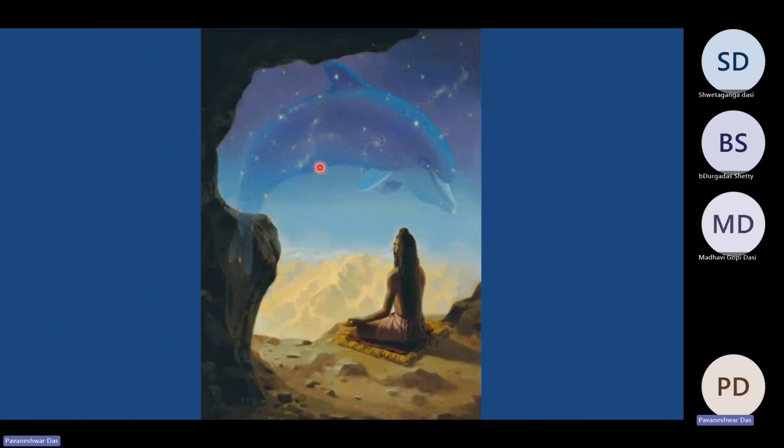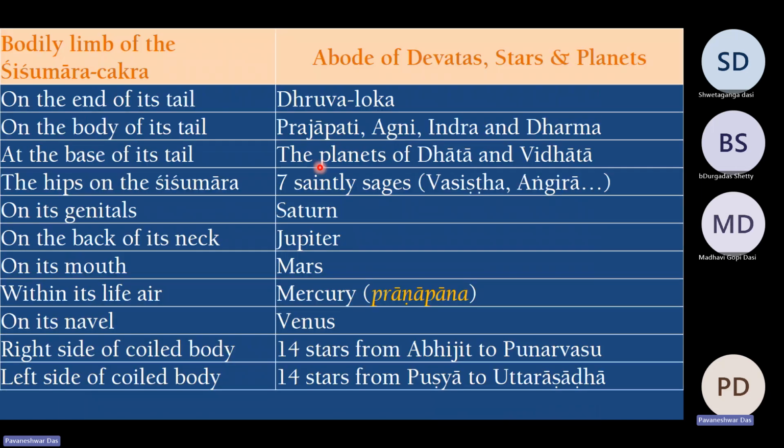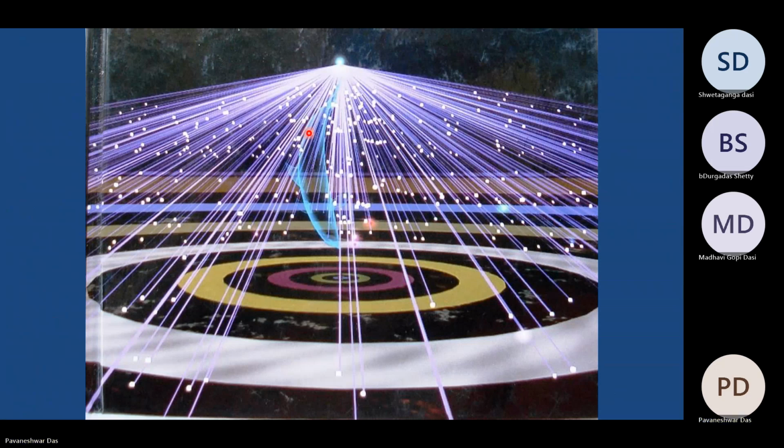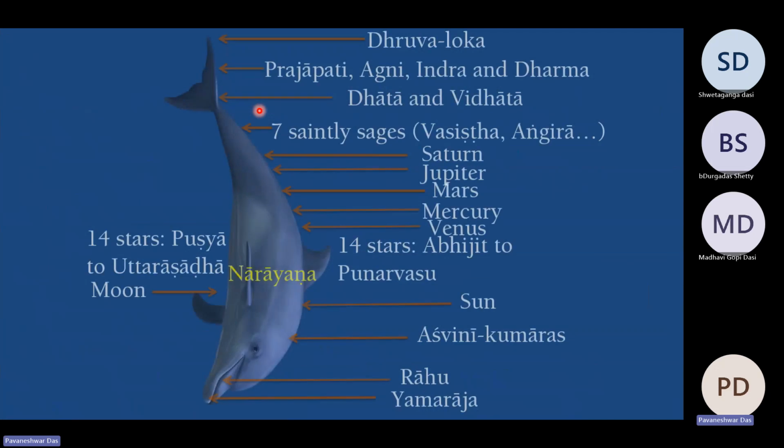So in the Shishumara planetary system, we saw that the Shishumara head is downward and the tail is upward. So we also saw what are the different things that are located in the Shishumara. So yes, on the topmost part of the Shishumara is Dhruvaloka, and below the Shishumara is Bhumandala. The sun keeps moving up and down in this area.